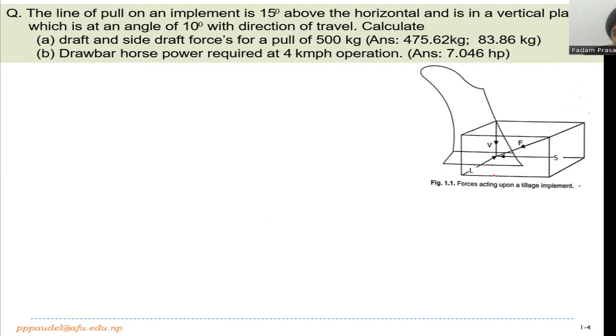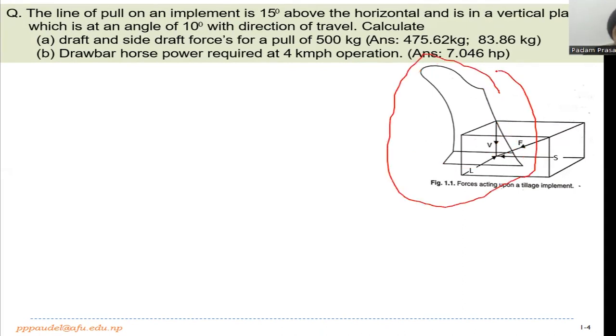Let us take an example here. A tillage implement, it may be a plow here, and there we can consider a point, the center of resistance, on which all the forces will react, and the total resultant force will pass through that point. We can consider that point as the center of resistance, which is the imaginary ideal point here.